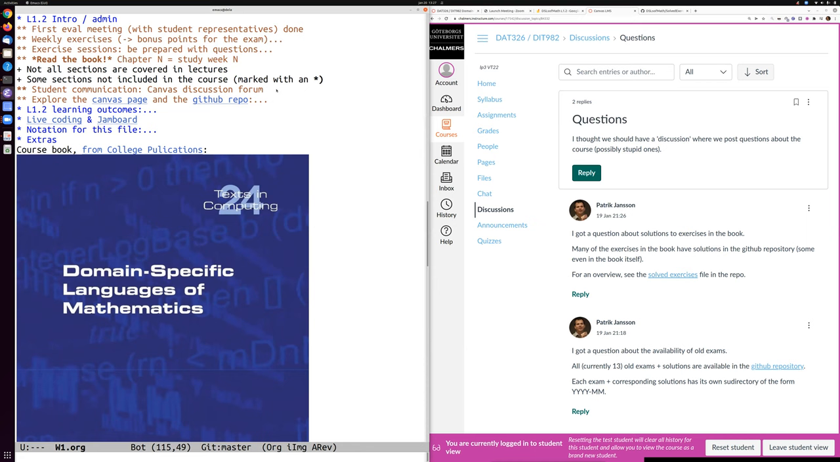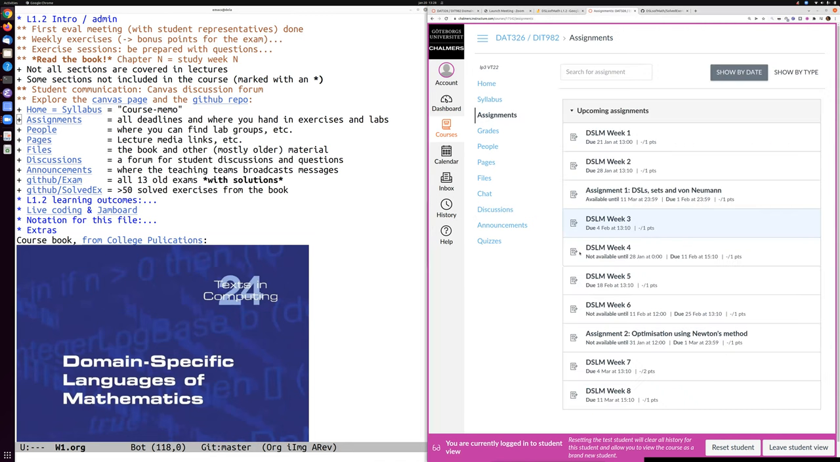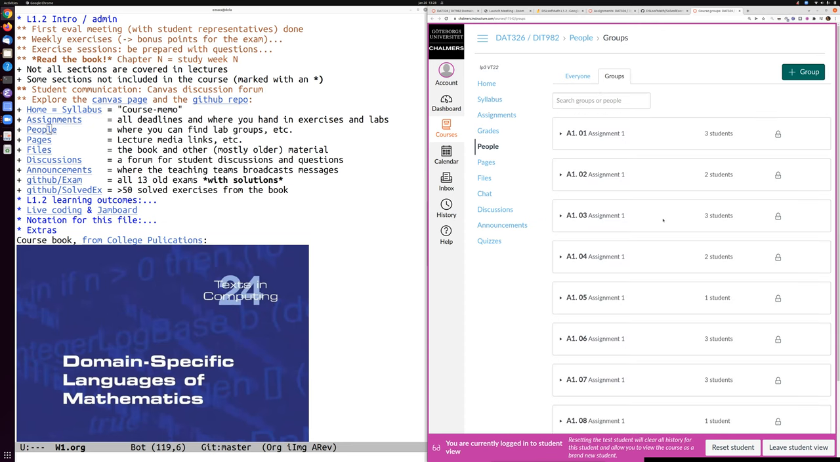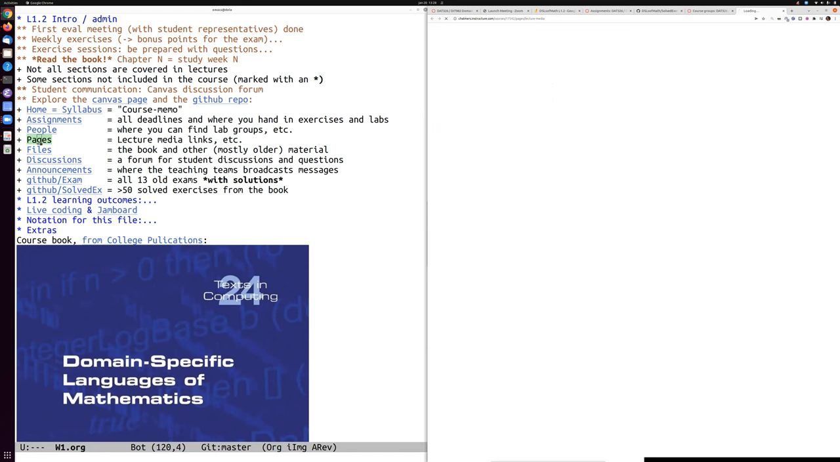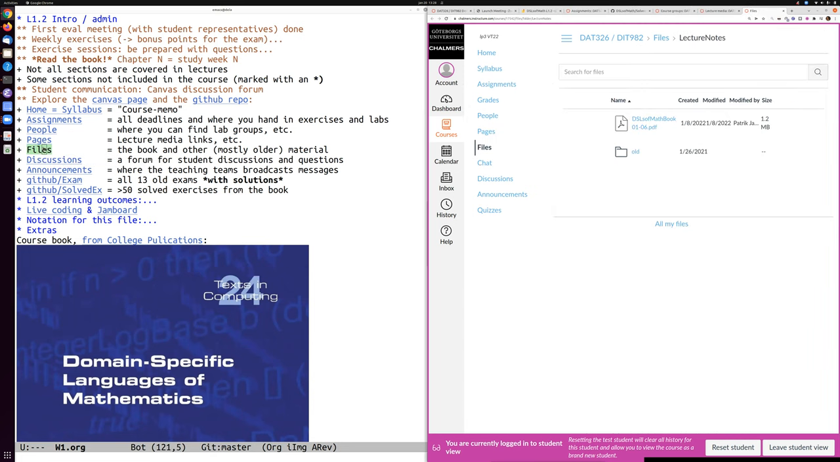So the course memo, there are assignments. If I click there, there's just a list of the upcoming assignments, the bonus exercises, the two compulsory assignments, assignment one and assignment two. And then the exam, but that's not really an assignment in that sense. People, and that tab is where you can find the groups for signing up for doing the first assignment. Pages, well, that's mainly the lecture media page. Currently, there might be more things popping up. Files, it's mainly the DSLs of maths book, the actual PDF of the contents.